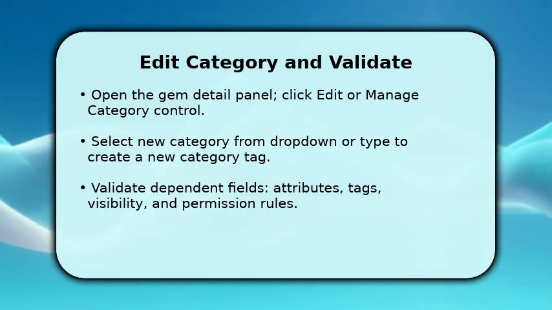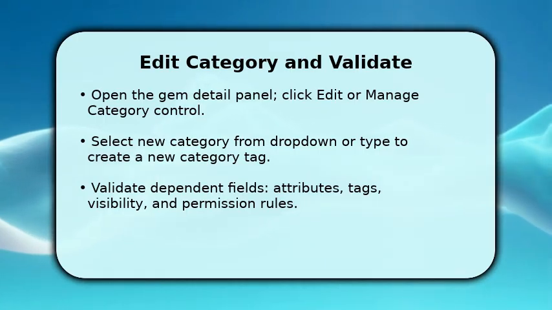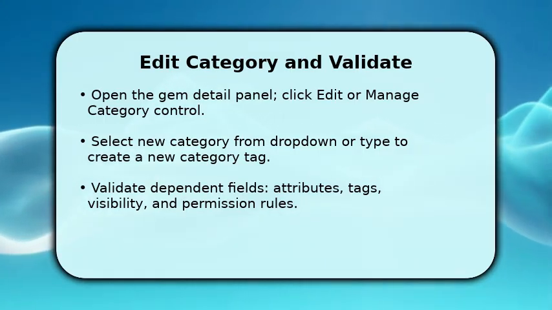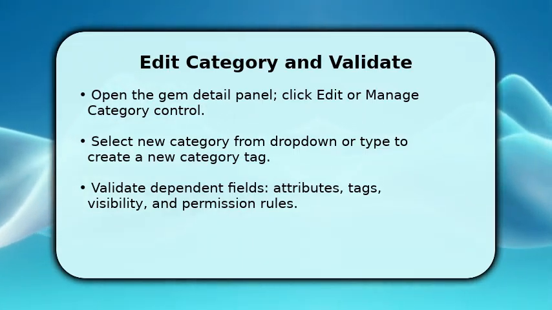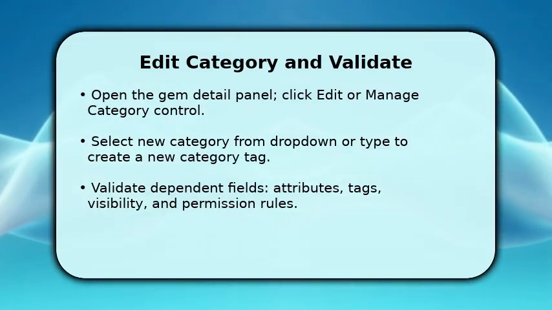Once adjusted, run the built-in validator or preview to confirm category-specific templates and filters update. You finish by saving the edit and initiating any required publish or deployment process so the new category goes live.